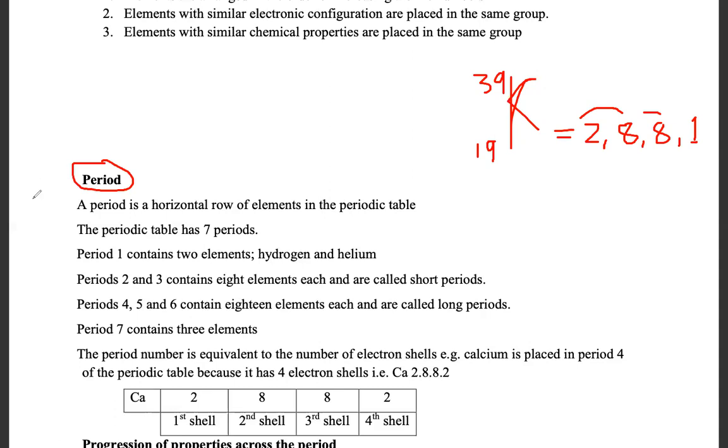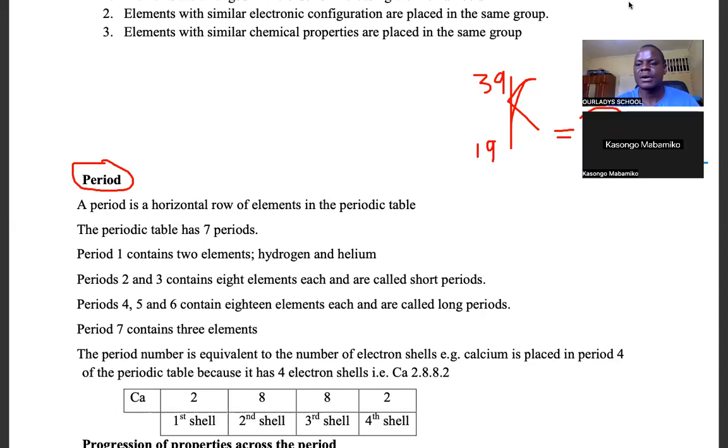So how many shells do we have here? Help me count them. 1, 2, 3. How many shells? 4. So we expect this element to be in period 4. Let us check out. So potassium is in period 4.